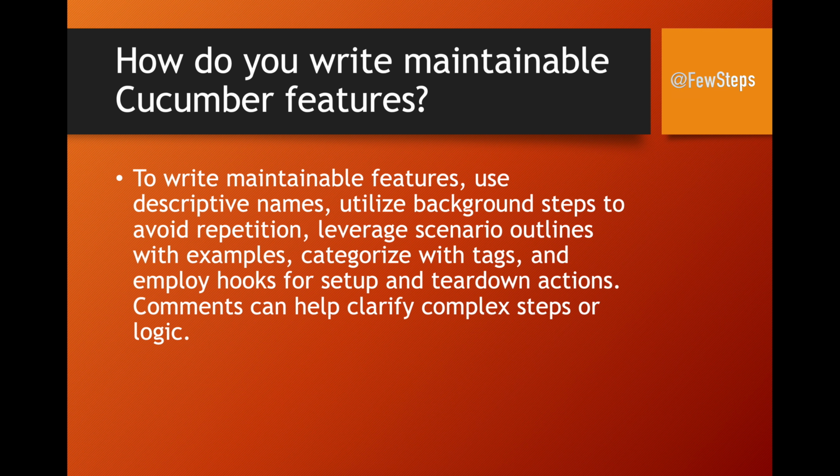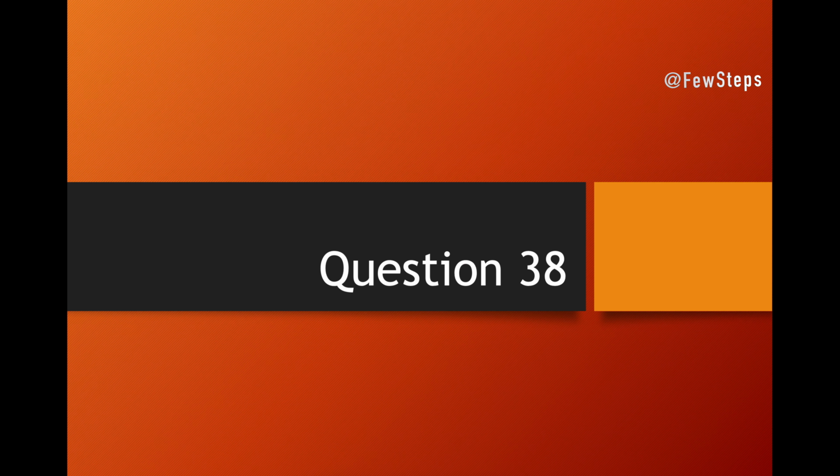Question 37. How do you write maintainable Cucumber features? To write maintainable features, use descriptive names, utilize background steps to avoid repetition, leverage scenario outlines with examples, categorize with tags, and employ hooks for setup and teardown actions. Comments can help clarify complex steps or logic.